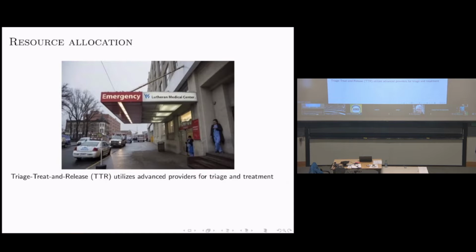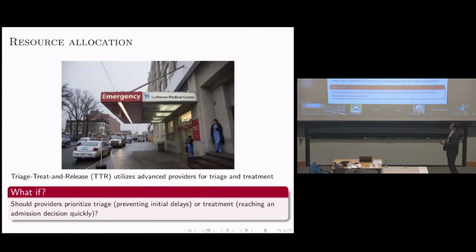It's a specific kind of split flow model where, rather than having a nurse doing triage, they have an advanced practice practitioner like a physician or a nurse practitioner doing both triage for arriving ED patients and also treatment for those low acuity, low complexity patients after triage. In that research, what I was primarily focused on was, you give me a TTR system or a split flow model, how should that provider prioritize triage versus treatment?